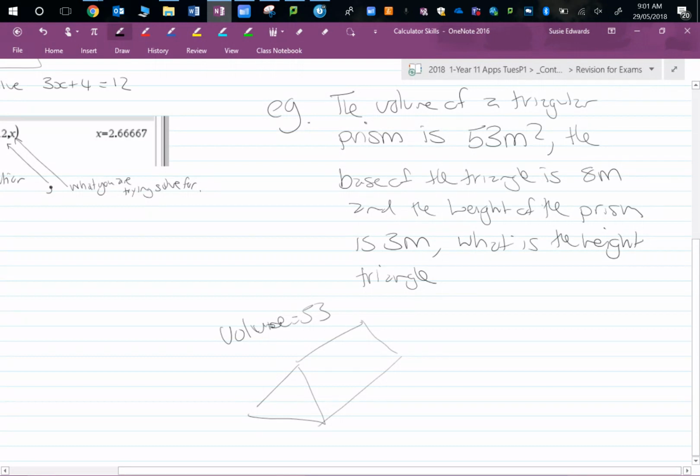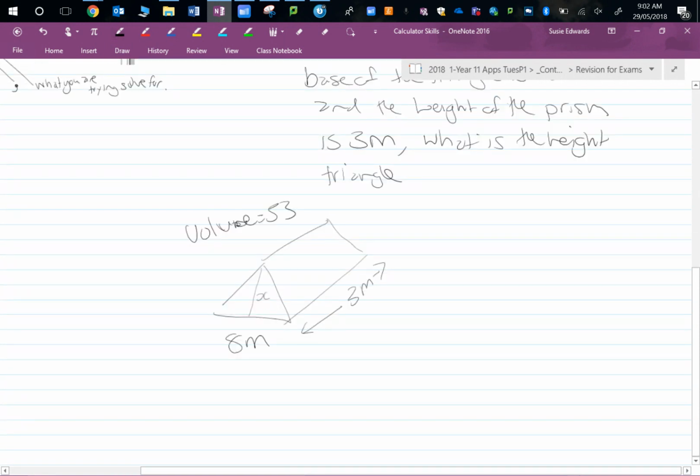It's saying the base of the triangle is 8 meters. It's saying the height of the prism, not the triangle, the prism is 3 meters. And it's asking you for what's this height, that height there. So to do that, I need to know what the volume formula is for a triangular prism. So any prism is the area of the base shape times by the height.